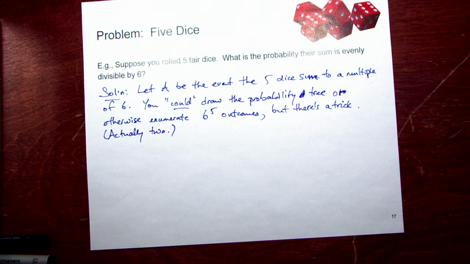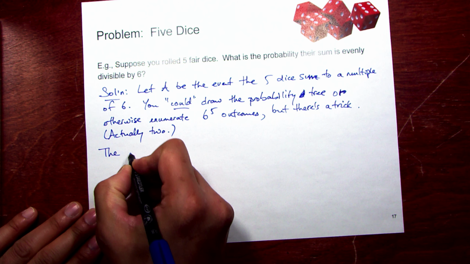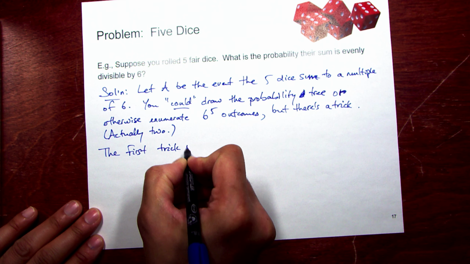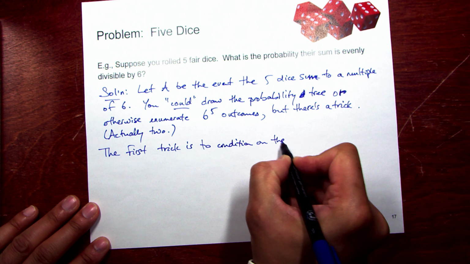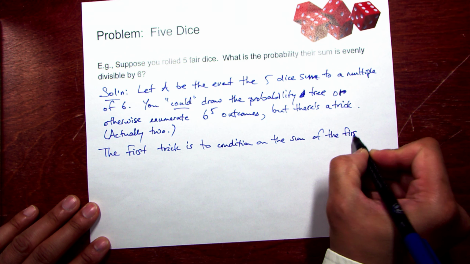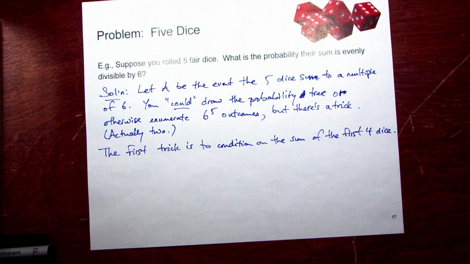This is the trick that we're going to need on Friday, for another thing that has to do with computer science. But we're going to do it for dice today, and the answer is surprising and the tricks are kind of cool. So here's the first trick. The first trick is to condition on the sum of the first 4 dice. We're setting the 5th die aside, and we'll add it in a second, I promise. But we're going to condition on the first 4 dice.